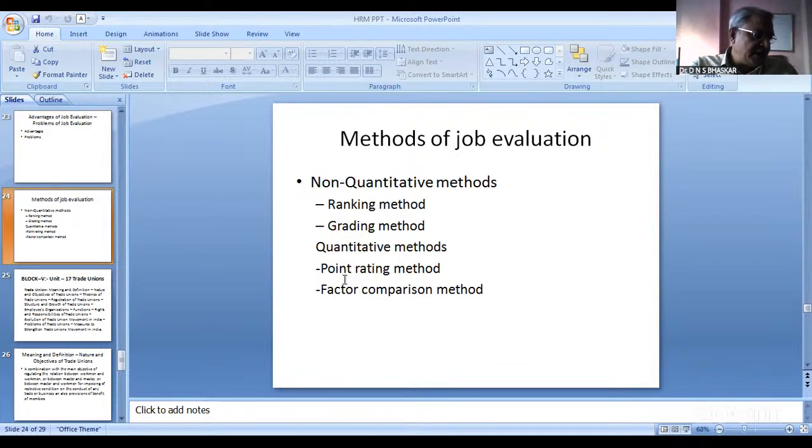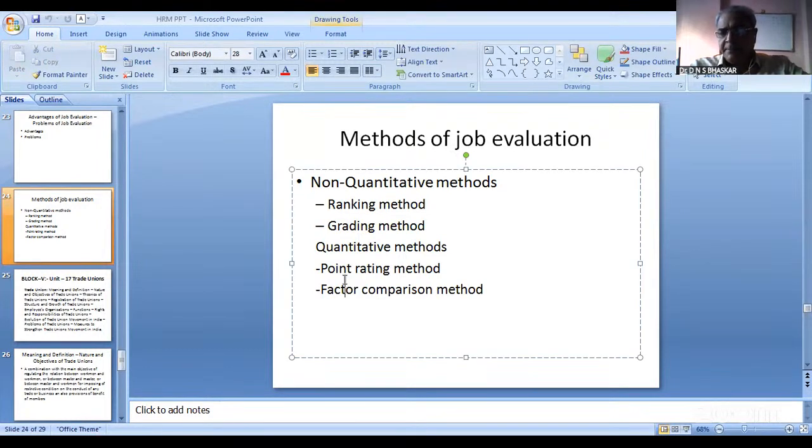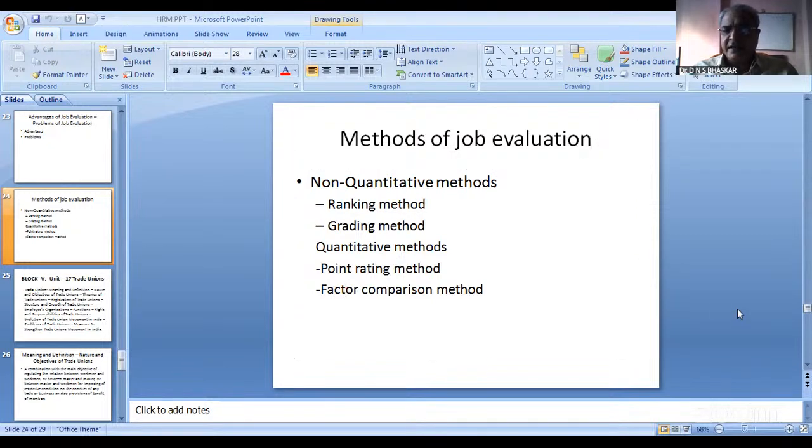In the case of the point rating method, representative jobs are selected first from the entire organization, and on the basis of these representative jobs they will be given a benchmark practice, as I already told you, and the highest number of points is assigned to that particular benchmark. Then under that, each job is analyzed by various different inputs or factors or subclasses. They are identified and given different points.